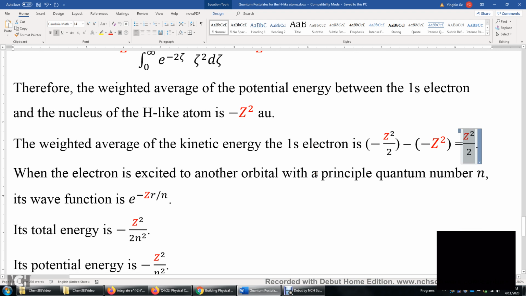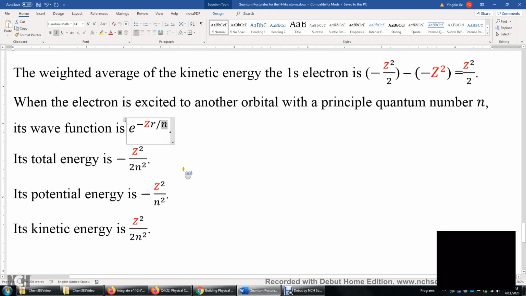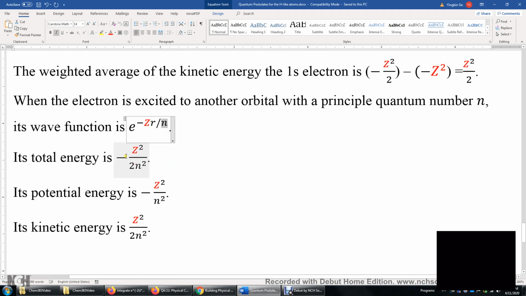What about other principal quantum numbers? n can be 2, 3, or 4. We can have 2s, 2p, 3s, 3p, 3d orbitals in the hydrogen-like atoms. Well, in that case, its wave function is going to be e to the power of negative Z times r over n. n is the principal quantum number. What about the total energy? It's negative Z squared over 2n squared.